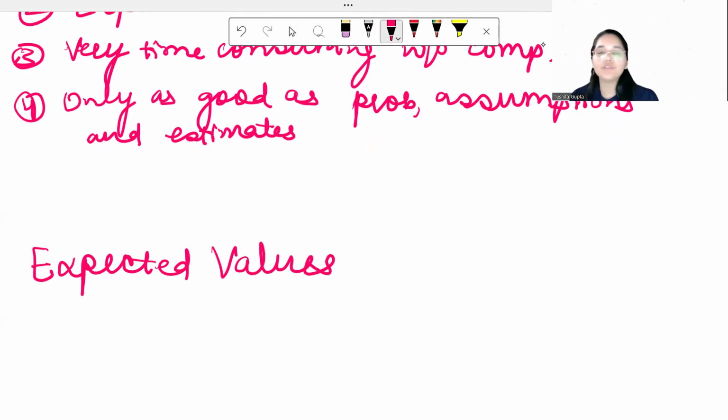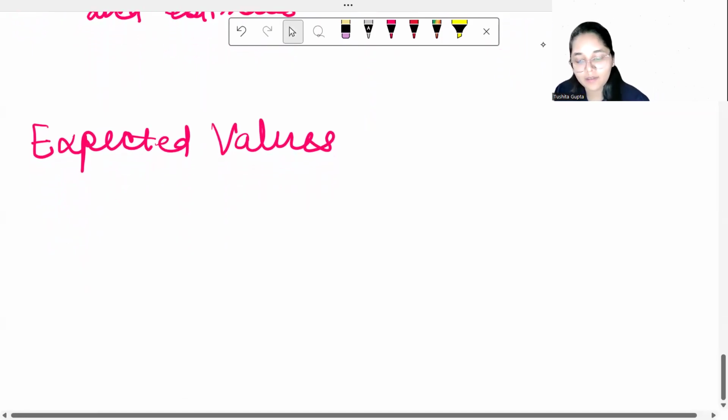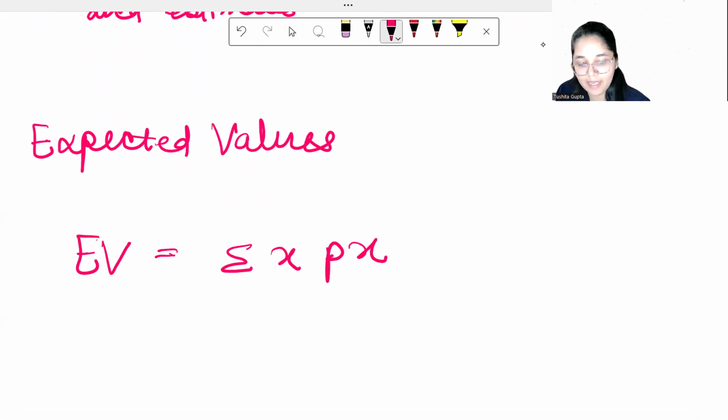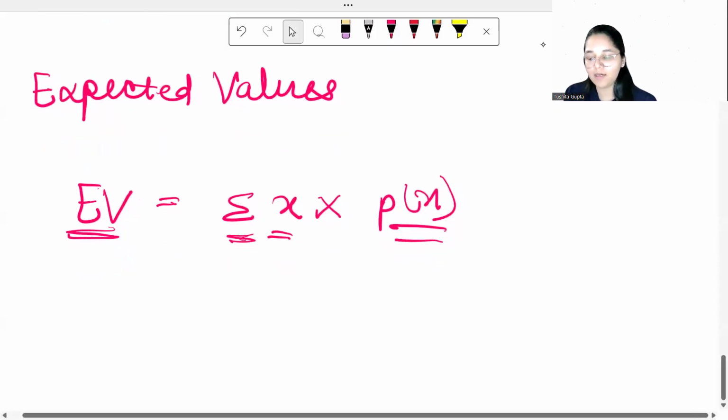Now, expected value is nothing but weighting the uncertain events according to the probabilities that they have. So, what is the probability of them occurring? You weight it according to that. So, EV is nothing but sigma of x multiplied by p(x), where p(x) is the probability and x is the outcome. So probability multiplied by the outcome, you add all of them together, and that sum is what you get. With this you will get the expected value.